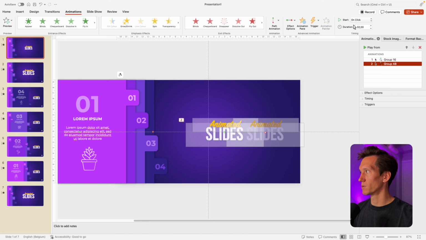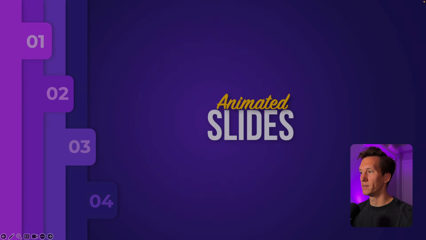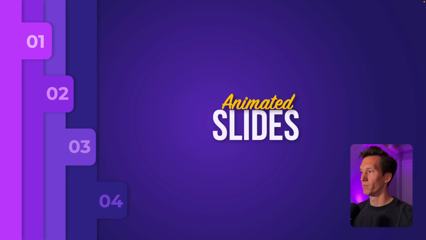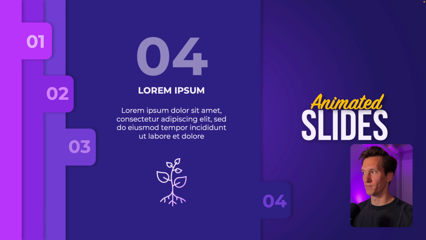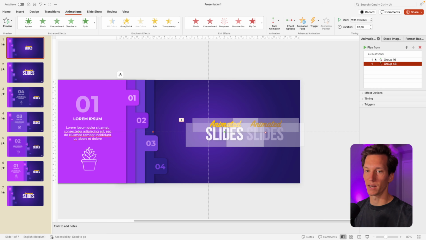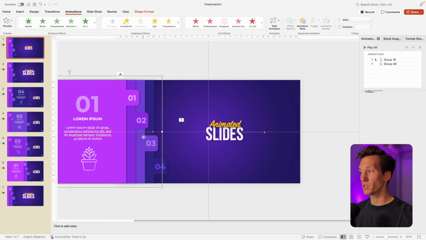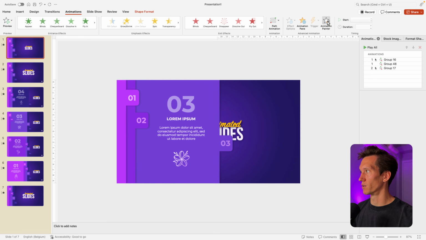And I'm going to do this one with previous. So we see, as soon as I click now, both of them will move to the side. So we have that tab coming up and we have the animated slides also moving to the side. And you can just repeat this for the others. Let's see if I can do an animation painter and then paste it on number 3, which is pretty convenient.